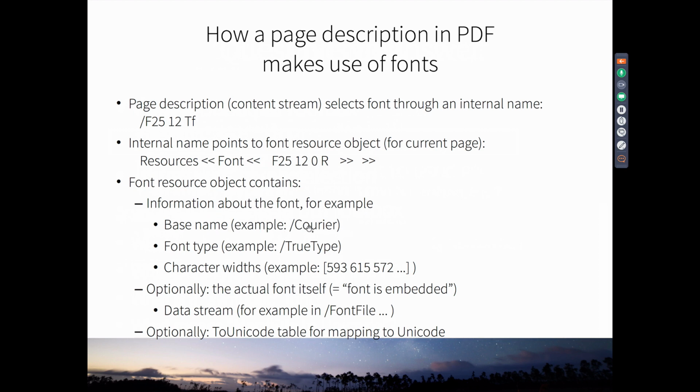So the base name, which in this example might be Courier. It also lets us know what font type that is. It might be TrueType. The character width for each of the characters, so that we can align one character after the other, taking the width into account. Then it may also have the font itself. So the very font file that is on the hard disk of the one who has created the PDF file may be copied into this font file entry.